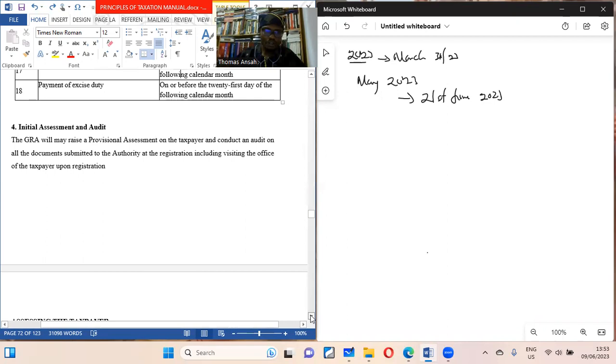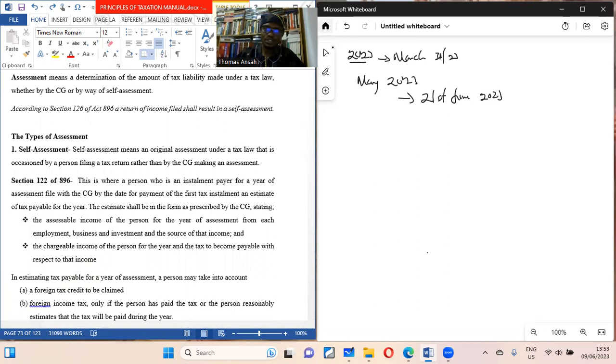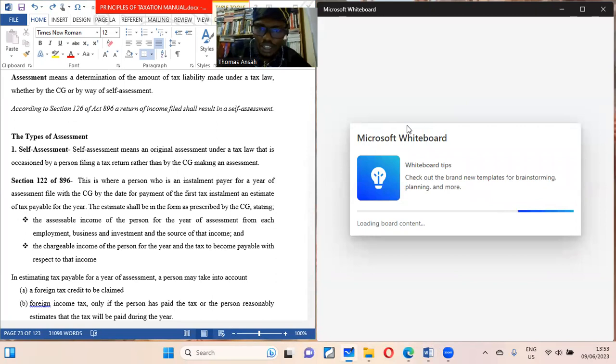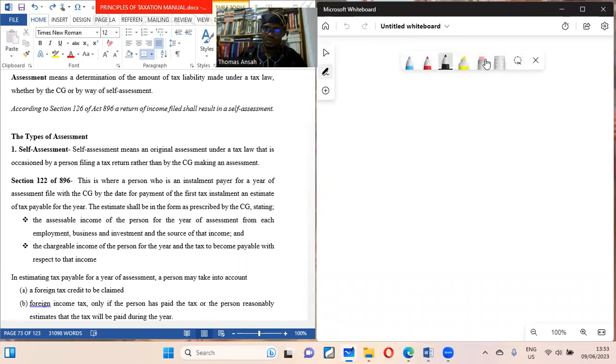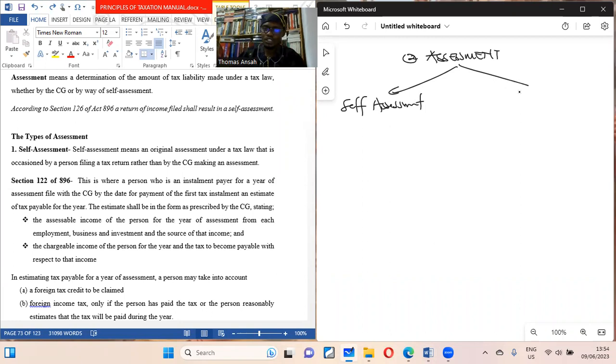Now we know that the next one is assessing the taxpayer. There are two types of assessment. We have the self-assessment and we have the Commissioner General's assessment. So element number two is assessment. We have the self-assessment and we have the Commissioner General's assessment. Now, the self-assessment is where a person who is required to pay tax by installment will file a self-assessment. I'll show you how that one looks.